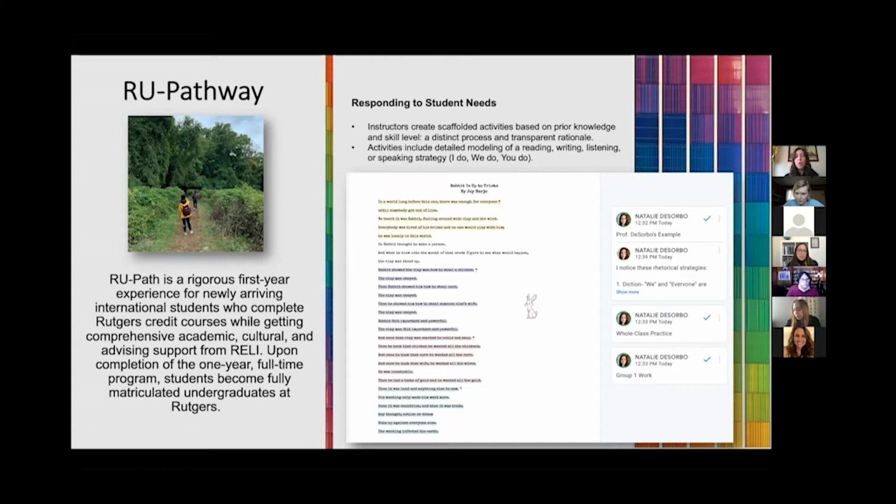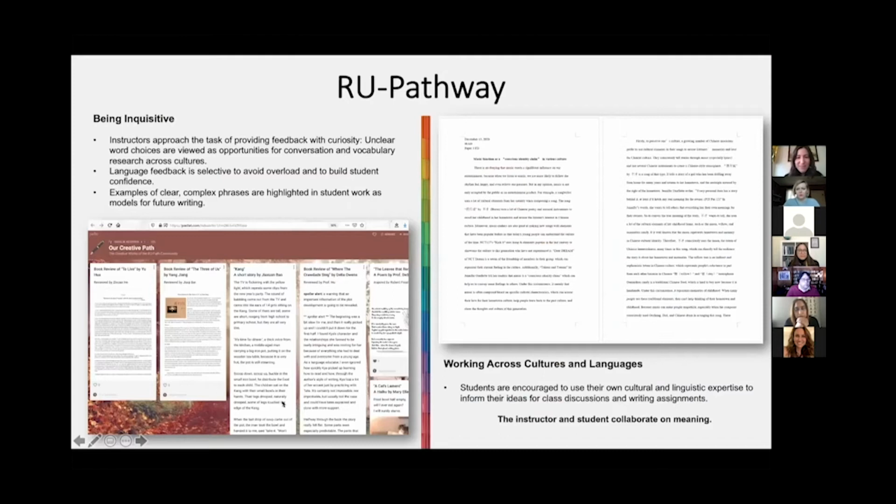Next slide, please. Okay, so an empathetic approach to language feedback is crucial in the RU Path program. Students often enter this program with very low confidence in their language skills. So we avoid overloading the students with a lot of grammar comments in our language feedback. Instead, the language feedback is selective, focused on patterns of errors that are relevant to the assignment at hand, but also to their future writing. Additionally, instructors are encouraged to approach unclear word choices with curiosity, right? I really see these as meaningful cultural exchanges. There is logic behind their choice. There is cultural experience behind their choice.